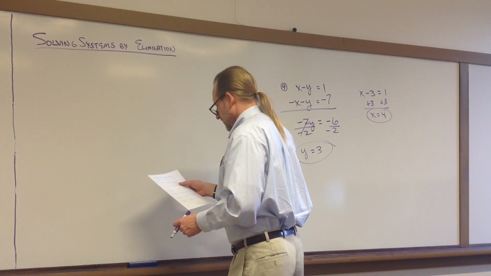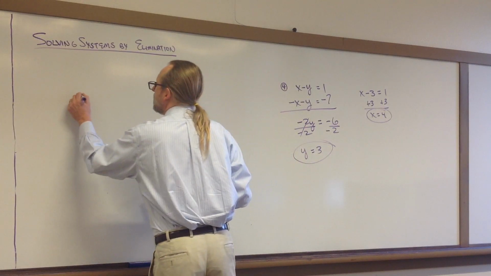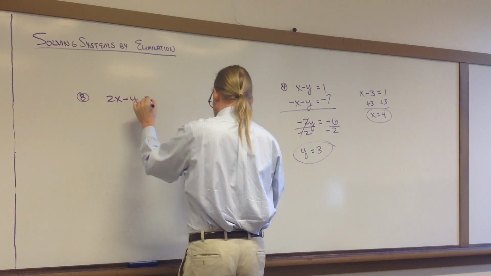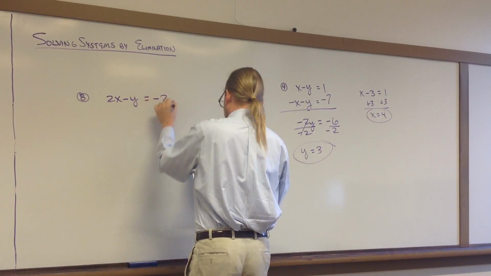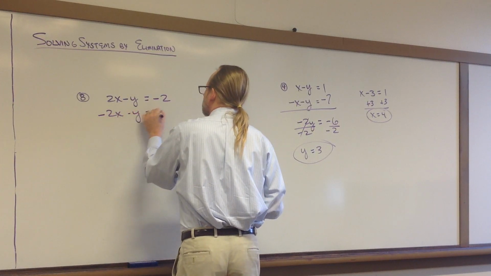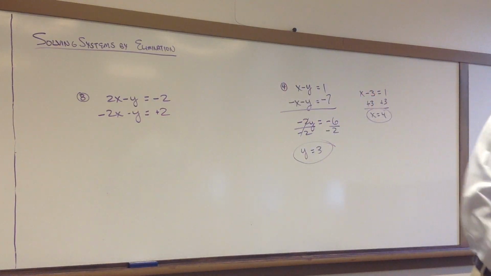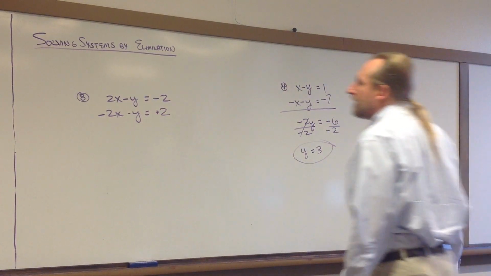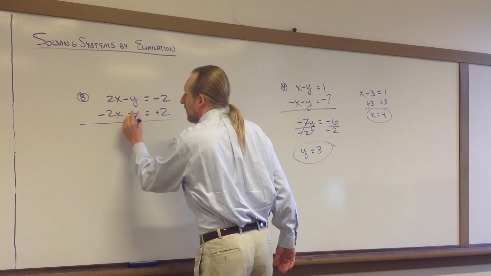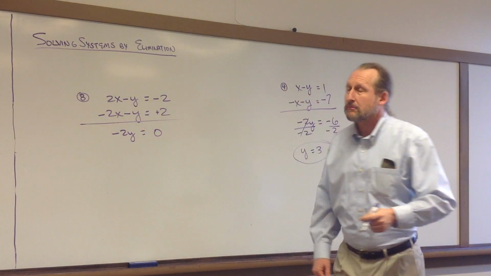Let's see here. Well, let's do problem 8. We start out 2x minus y equals -2, and -2x minus y equals 2. Okay. And this is all set up and ready to go, right? If we add them together, those 2x's and -2x's will cancel each other out. Here we'll get a -2y. Here this is 0. Okay?